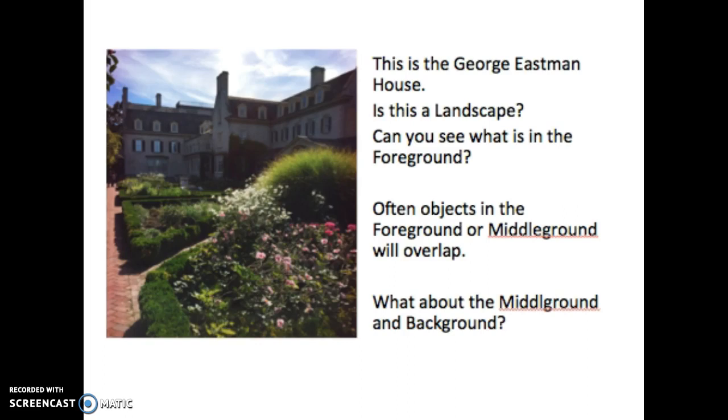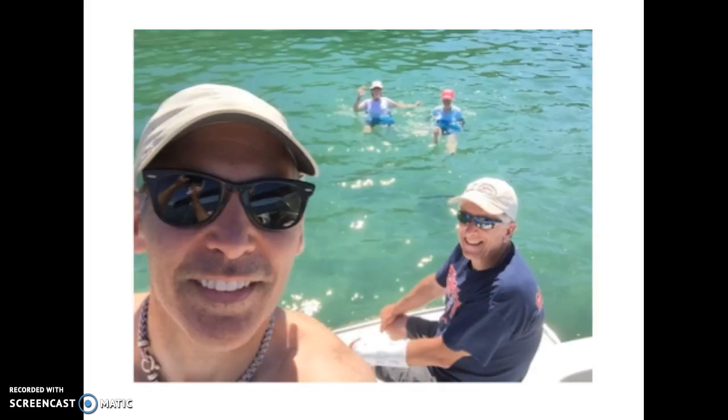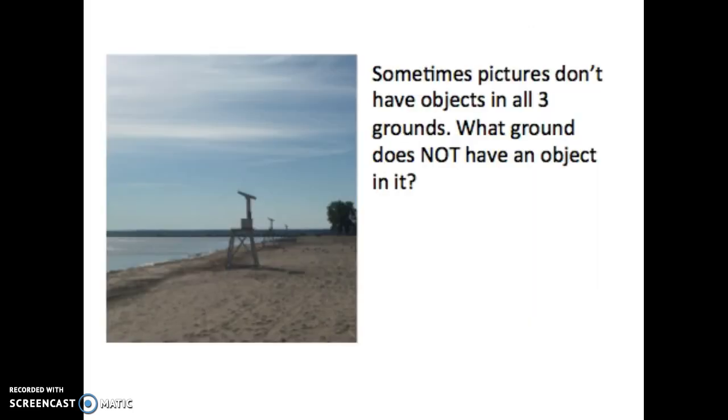Yes. Oh, I don't know why I'm here again, but yes, foreground, middle ground, background, once again. Sometimes pictures don't have objects in all three grounds. What ground in this picture does not have an object in it? Now, it doesn't mean it doesn't exist. It just means there's nothing there to point out as a foreground object.